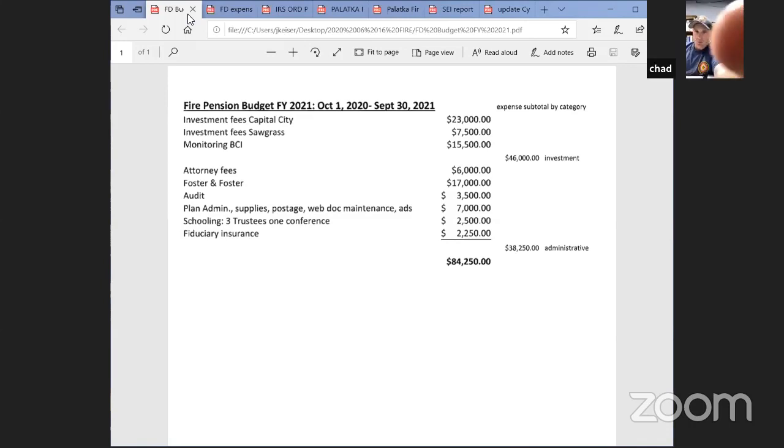I'll make a motion to accept the reports and close the meeting if nobody's got anything else. I second it. Motion made by Branford to accept the fiscal year 2021 budget. Seconded by Lindy. All in favor? Aye. Aye. Any nays? None heard. Motion passed.